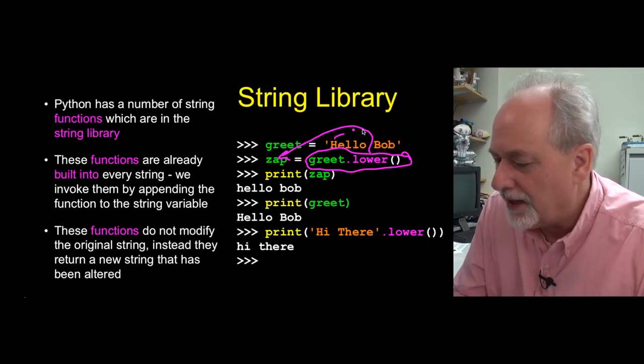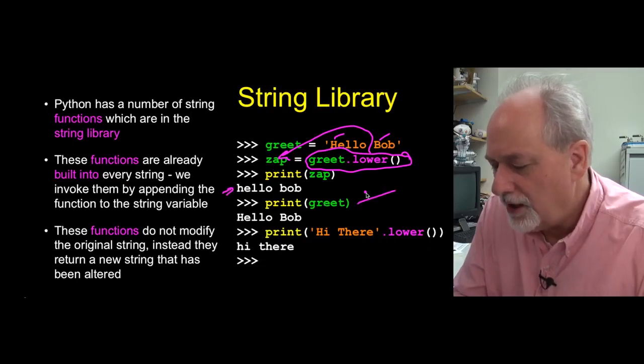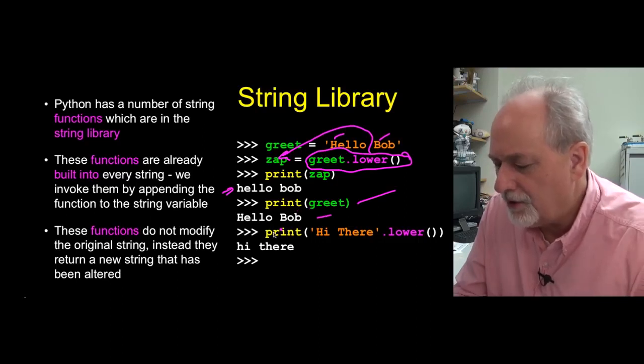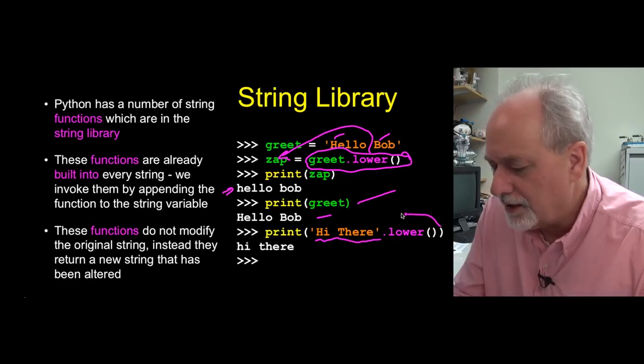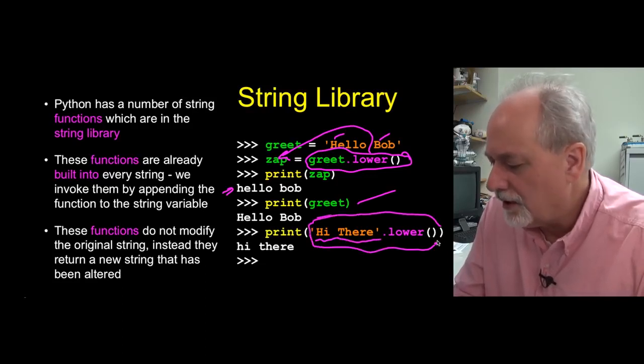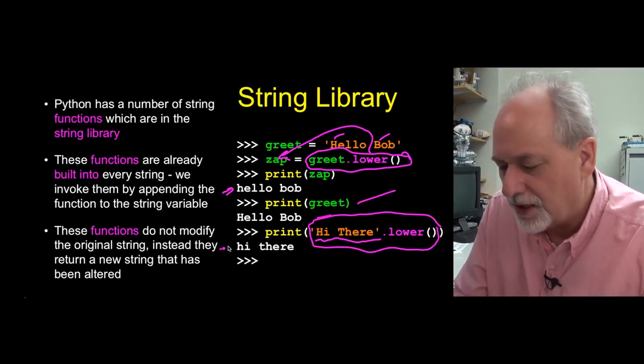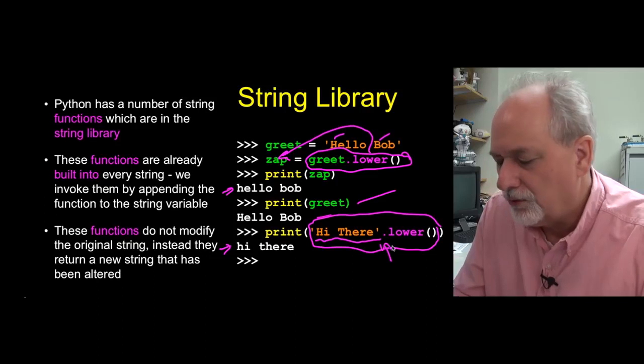So here I have Hello Bob with an H and a B uppercase, and what I get back in Zap is hello bob all lowercase. And note that greet is unchanged. So Hello Bob is still there. And you can even call these methods on constants. So this is a string object, quote, hi there, quote, dot lower. That says, call lower on this bit of string and give me back a lowercase version of it. And so it prints out as the resulting return value.